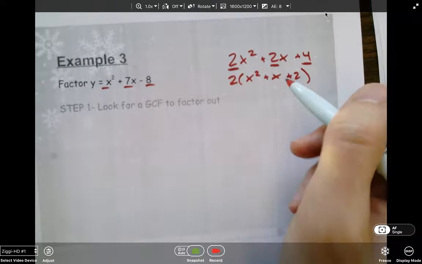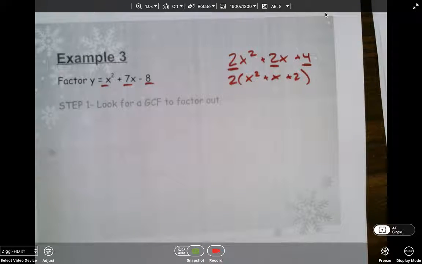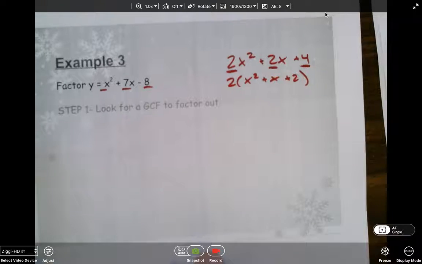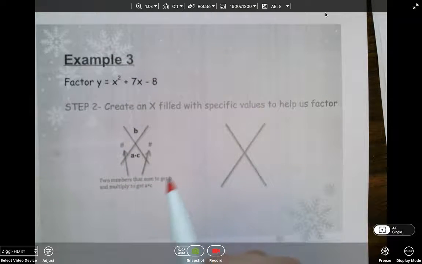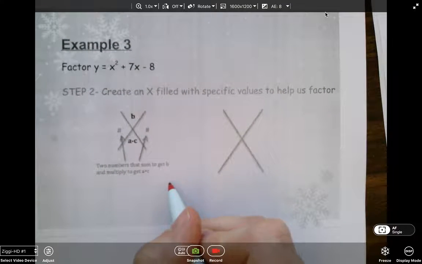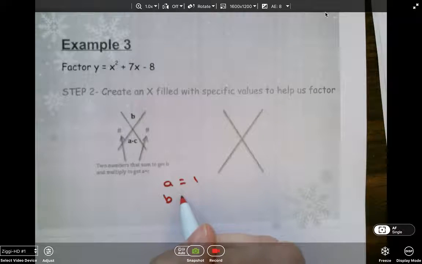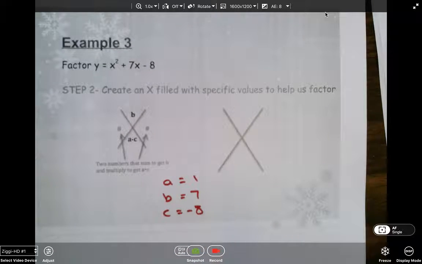And that's something we're going to do in a later video and progress to later on, but just know that's what we always look for first, some kind of GCF. And in this case, we have none, so we move on. Now, same exact process. Identify A, B, and C. A is 1, B is 7, C is negative 8. This one's going to be a little bit different because we have the negatives. Remember back from our number sense puzzles, these ones are going to be a little bit trickier.